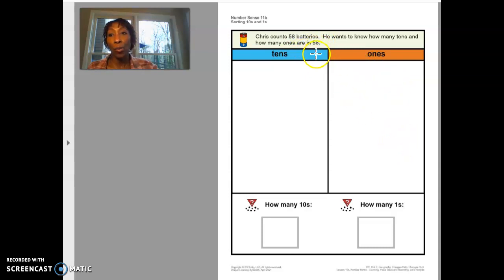They're asking how many tens are in the tens column. You look at the 5. Well, you have 5 groups of 10, and you can draw 5 groups of 10. Then you answer the questions. How many tens do you have? And you write the number down. And how many ones do you have? You write that number down. Then you're done.